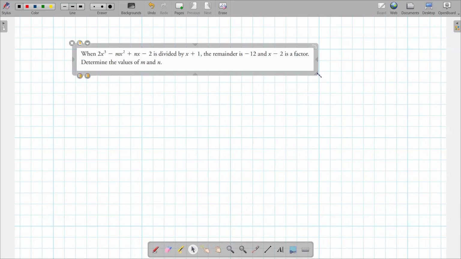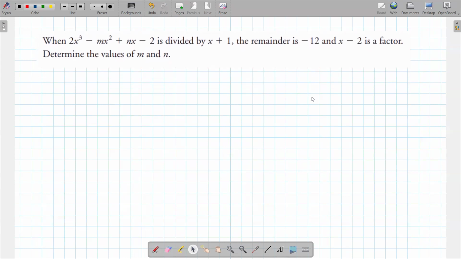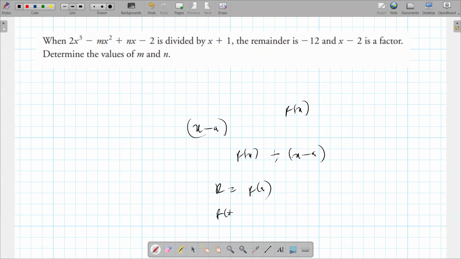Let's try this question. This is an important exam question. To answer this, you need to understand the remainder theorem. That's it. What does it say again? You have something in the form of x minus a. You have a polynomial f of x. When you divide f of x by x minus a, the remainder is f of a. That's the remainder theorem. And if f of a is equal to 0, then x minus a is a factor, and that's the factor theorem.